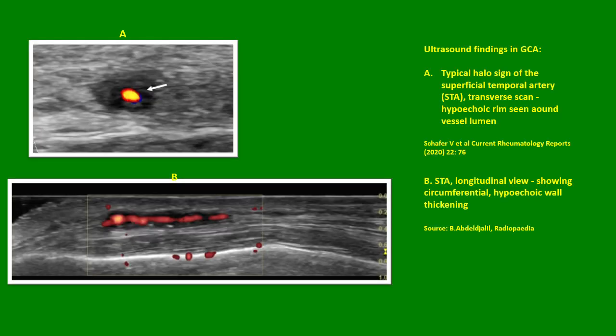This figure in A shows the typical halo sign of the superficial temporal artery. This is a transverse scan, and a hypoechoic rim is seen around the vessel lumen. In B is a superficial temporal artery longitudinal view showing circumferential hypoechoic wall thickening.